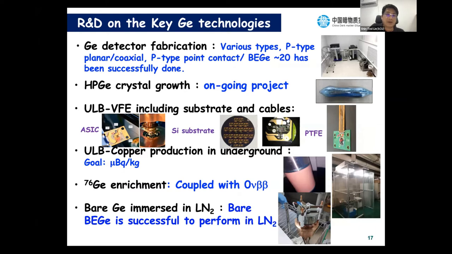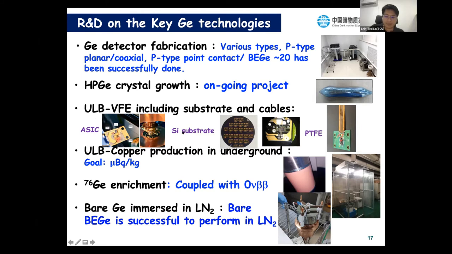So this is the R&D part for key germanium technology to meet the various challenges for the CDEX-50 program. We have various types of germanium fabrication, for P-type and point contact, planar, coaxial, and have already succeeded in homemade around 20 detectors. And we still have ongoing programs for the germanium crystal growing, as well as the ultra-low background front-end part, including the ASIC part and silicon substrate.